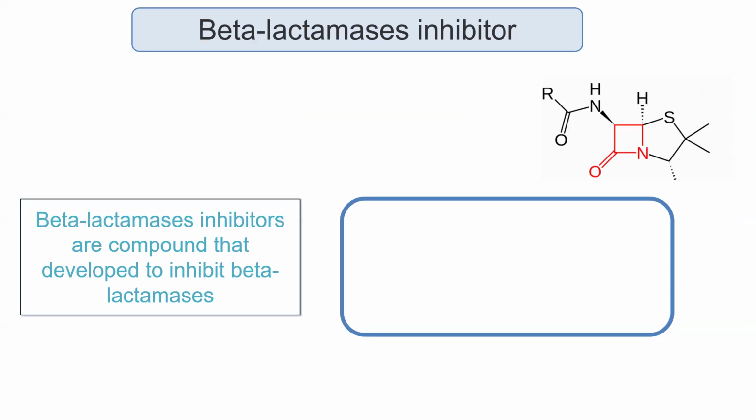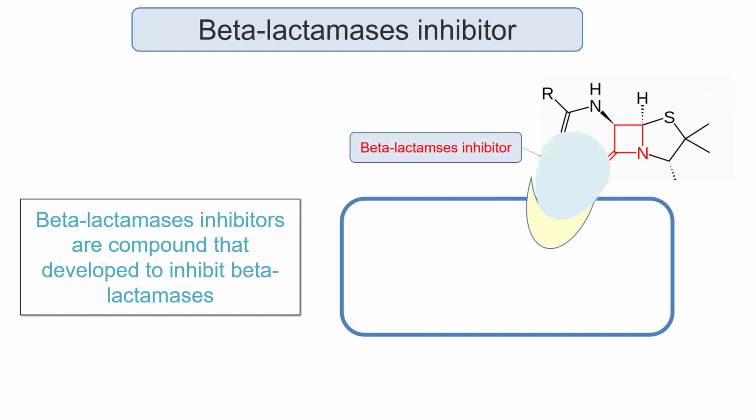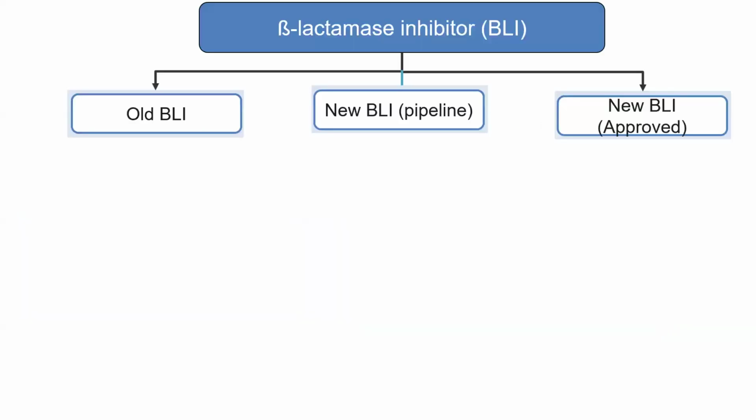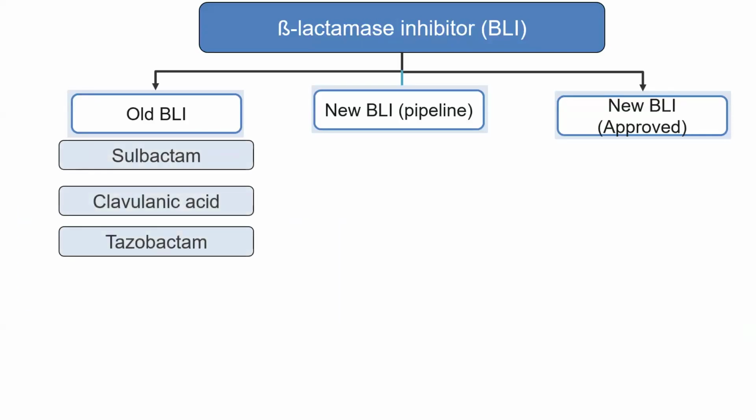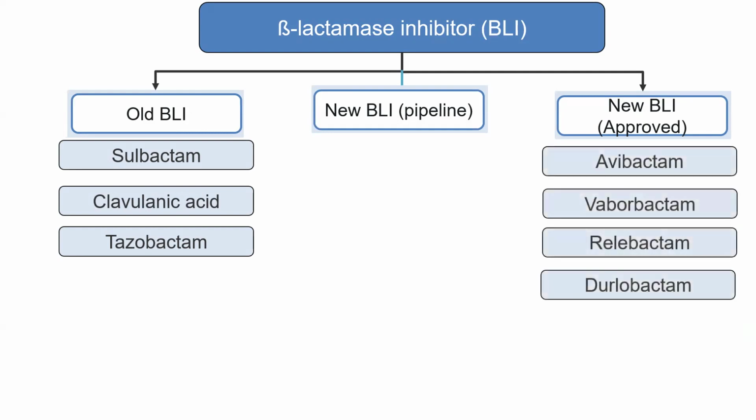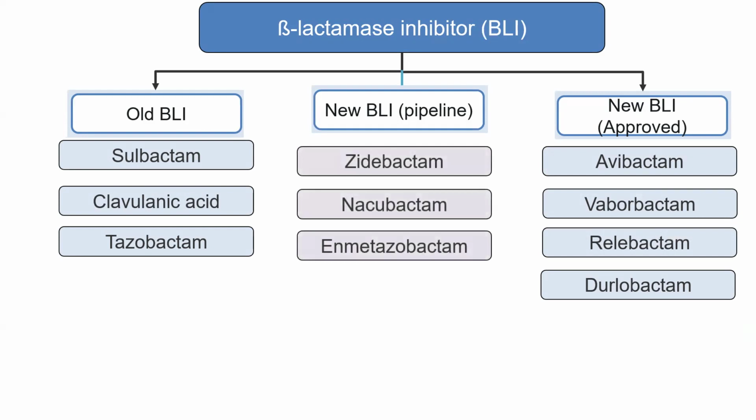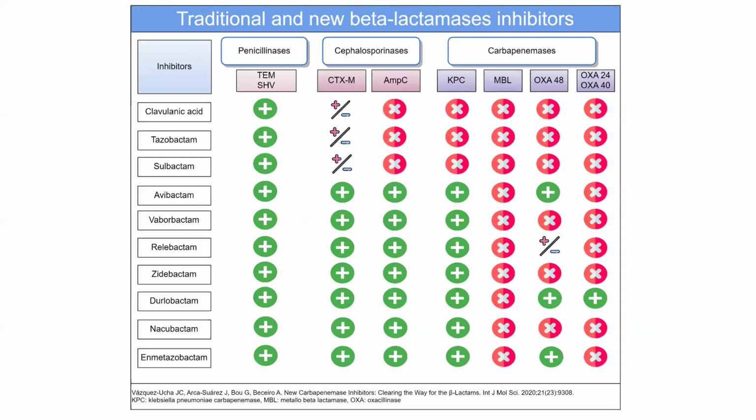Beta-lactamase inhibitors are compounds developed by pharmaceutical companies to inhibit the beta-lactamases, so they protect the beta-lactam. We have older beta-lactamase inhibitors like sulbactam, clavulanic acid, and tazobactam. We have newly approved beta-lactamase inhibitors like avibactam, vaborbactam, relebactam, and durlobactam. And there are some new beta-lactamase inhibitors in the pipeline like zidebactam, nacubactam, and enmetazobactam.